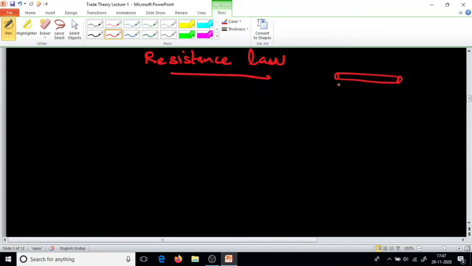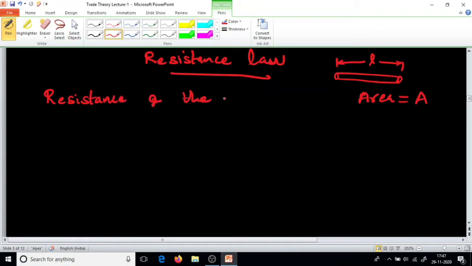Assume a wire. Its length is L, area equal to A, then the resistance of the conductor. The resistance is represented by R.